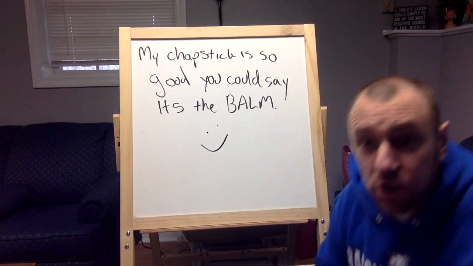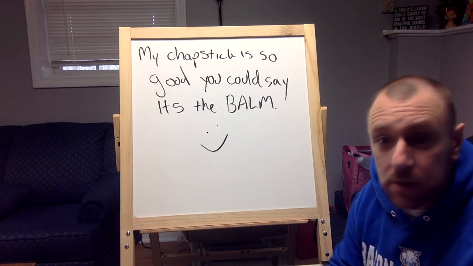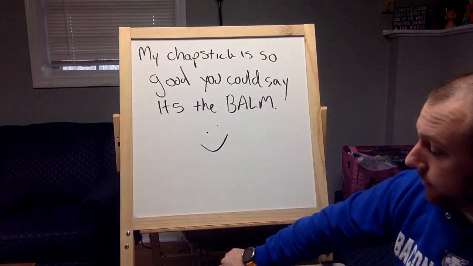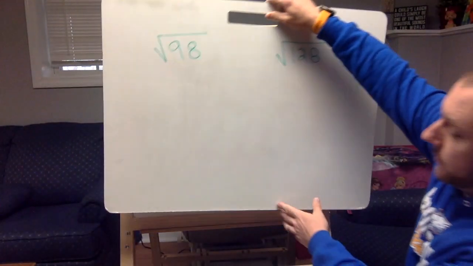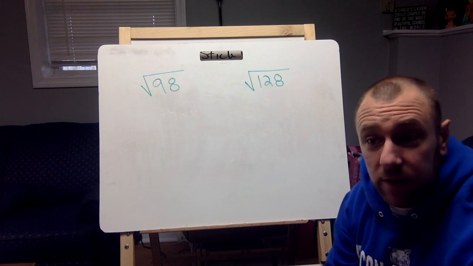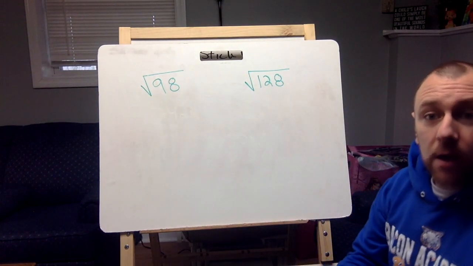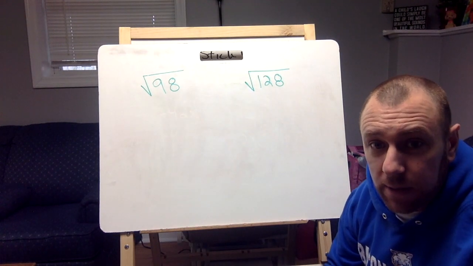Hello. So this is a quick review of simplifying with square roots and the Pythagorean theorem. Our first step is simplifying square roots. Now, some of you might remember how to do this, and some might need a little bit of a refresher.